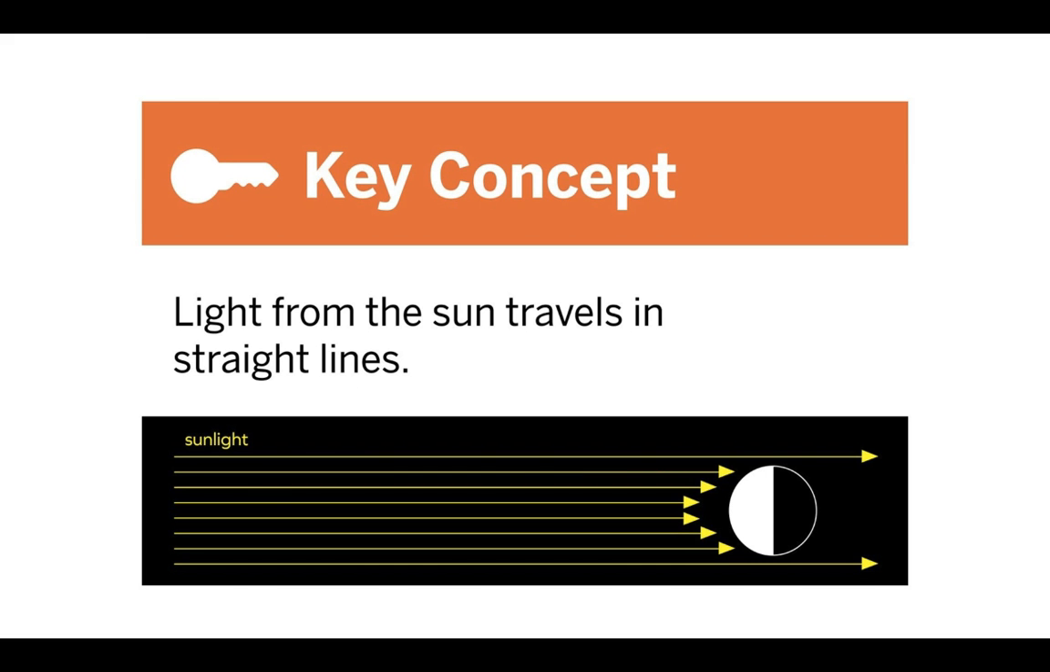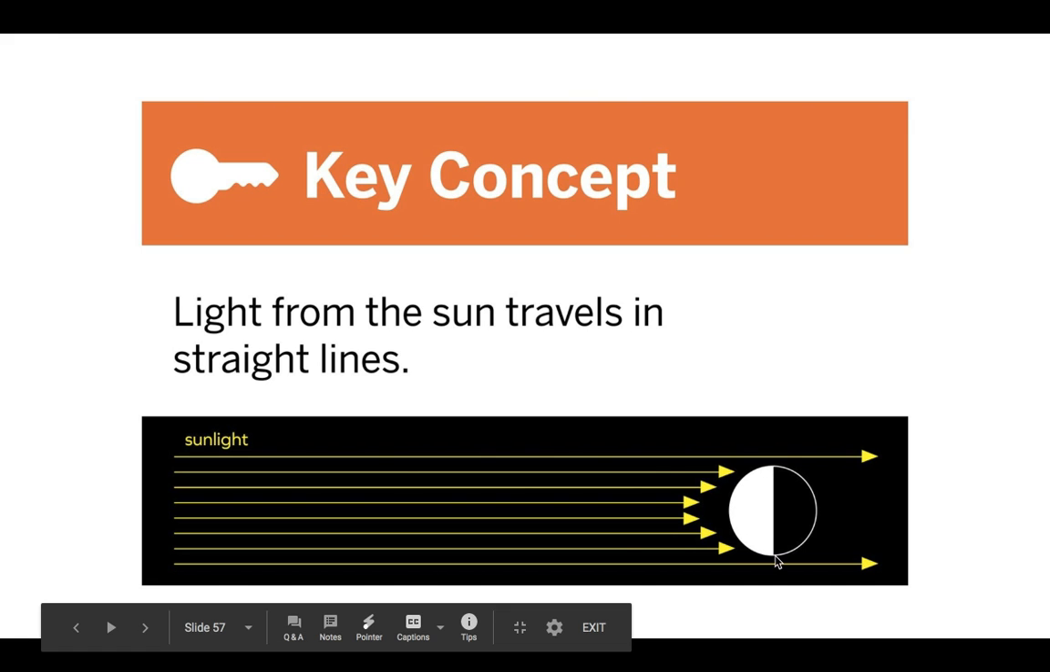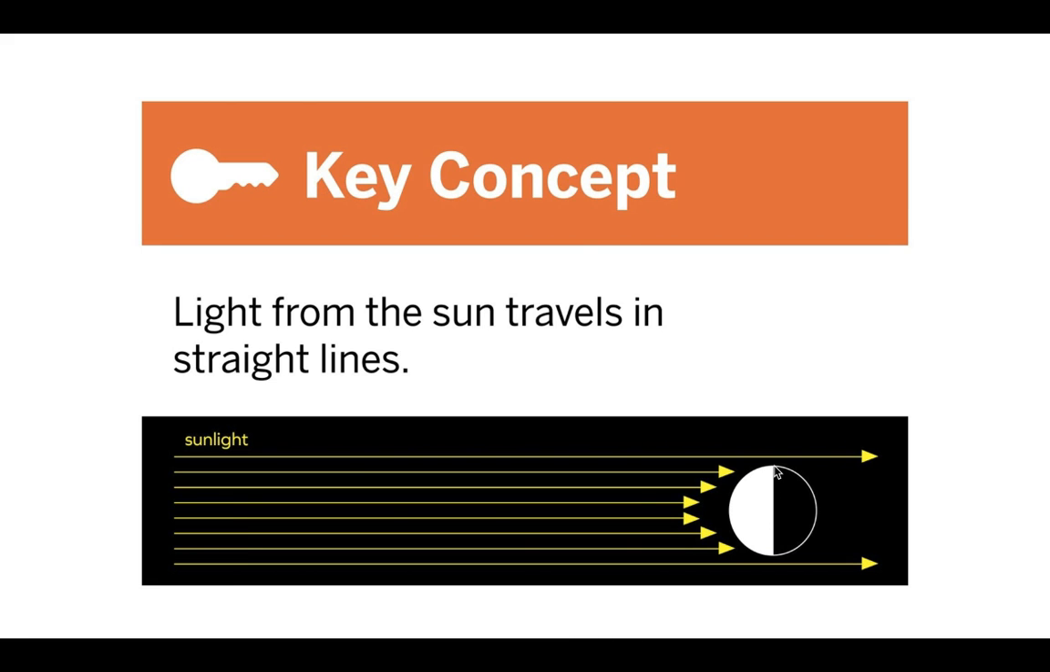The next key concept that we learned is that light from the sun travels in straight lines. You can see these yellow lines here represent the sunlight. The sunlight is only hitting the half of the moon that it is facing. The other half of the moon that is facing away from the sunlight stayed dark.